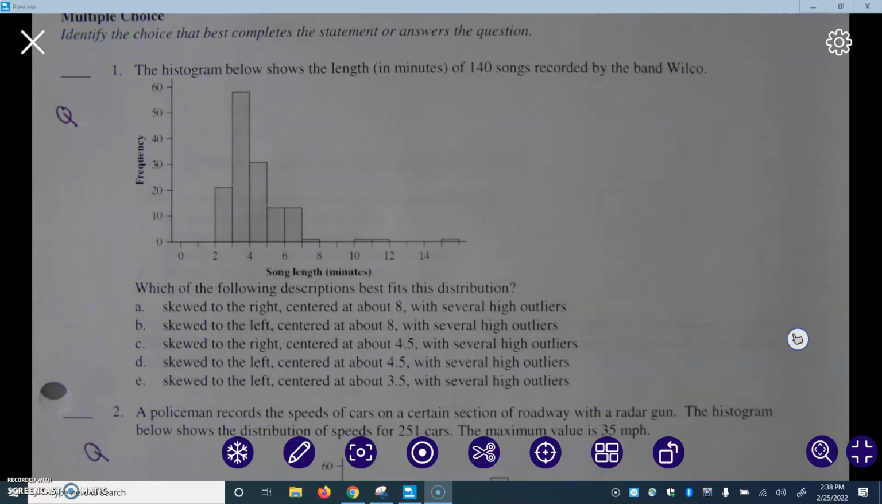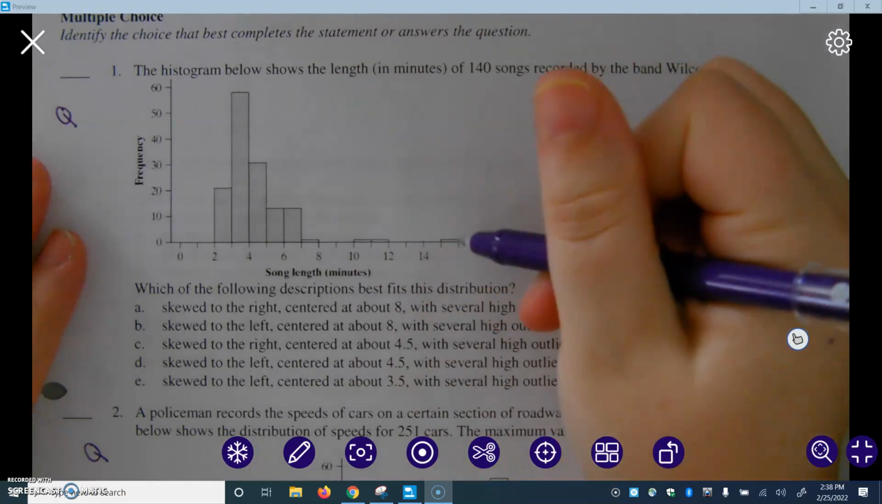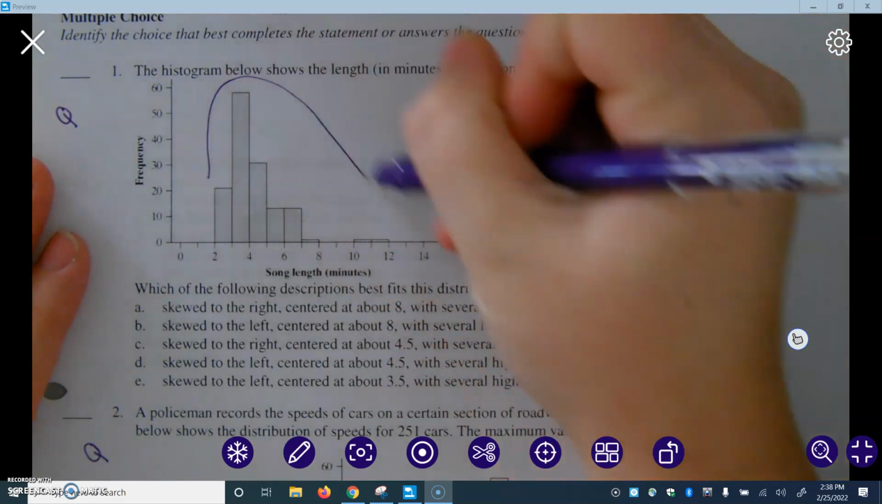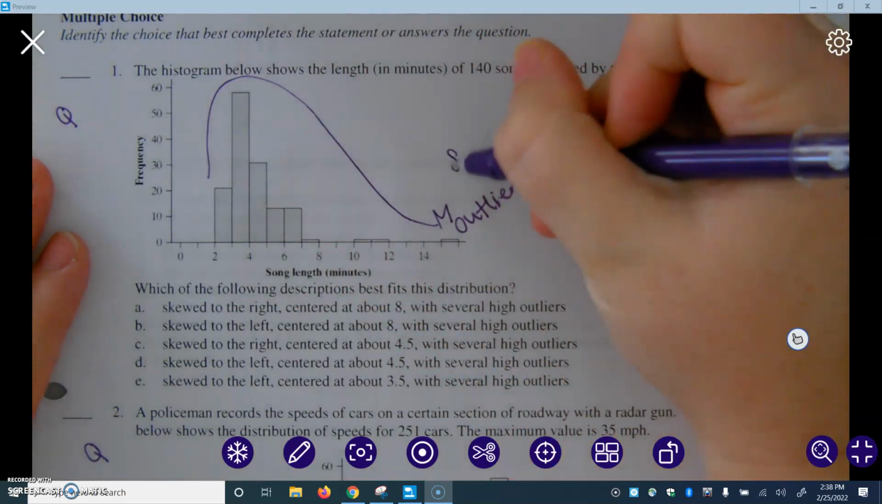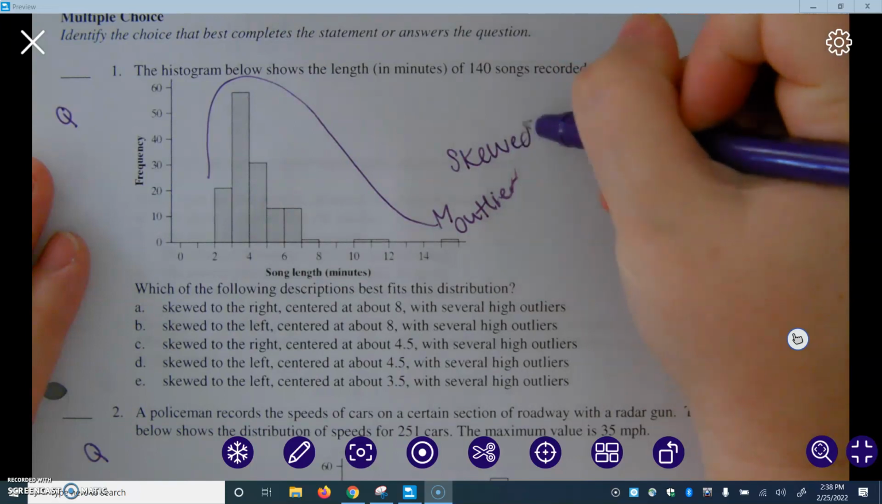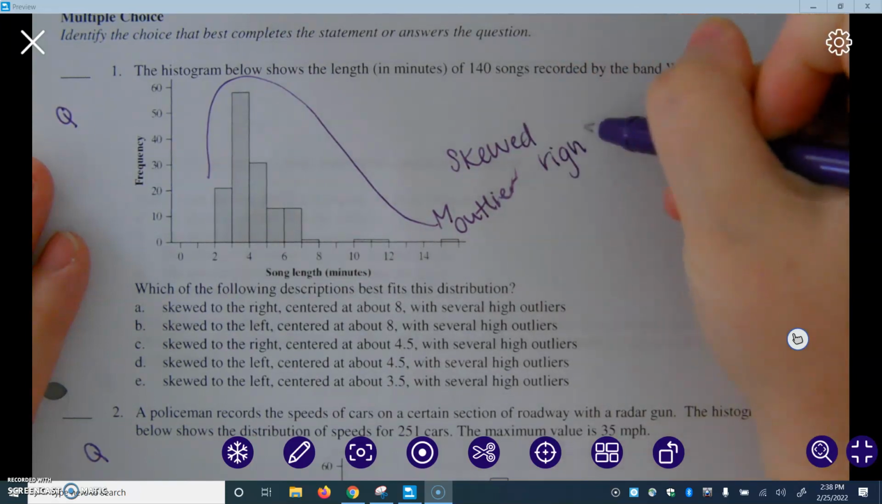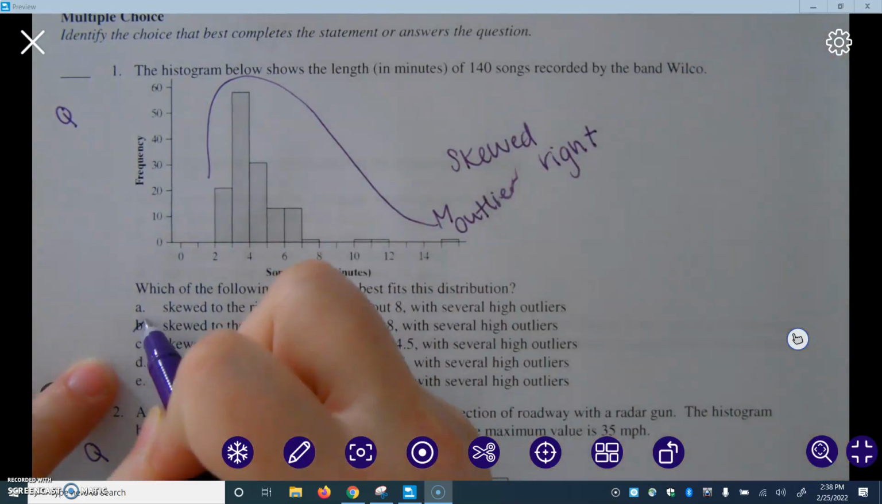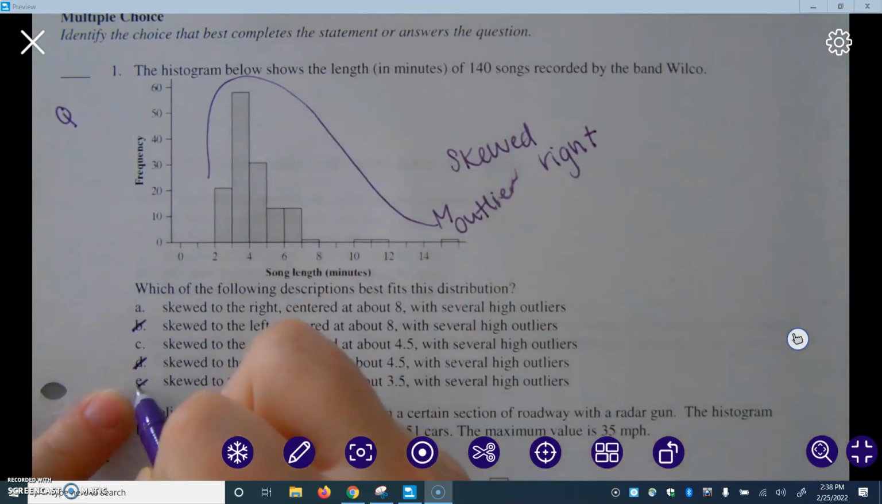So question number 1, go ahead and read it and see if you can pick out the best answer. Because it looks like there might be an outlier over here, this data is skewed to the right. The outlier is what skews the data. So it's definitely not B, D, or E.